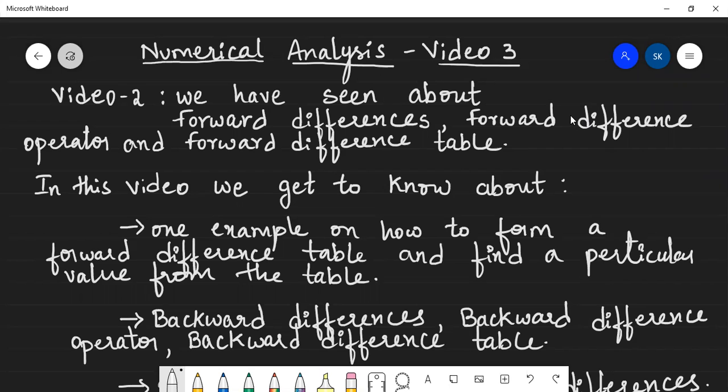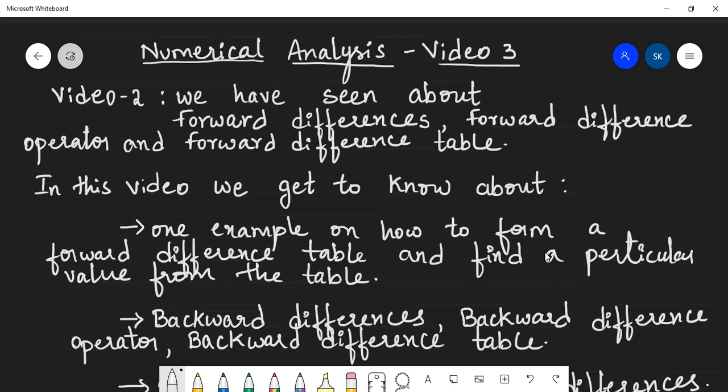Hello everyone. In the previous video, that is video 2, we have seen about forward differences, a forward difference operator and forward difference table, right? Now in this video 3, what we will do is we will see one example on how to form a forward difference table and find a particular value from the table.